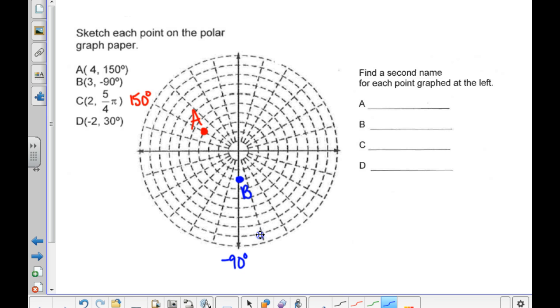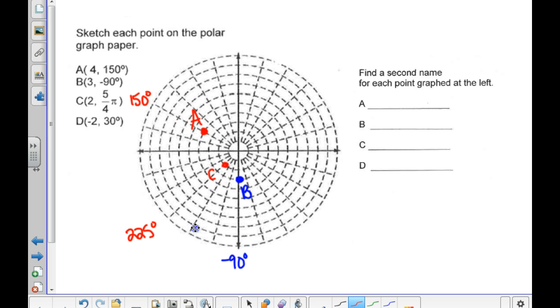All right, C is at 2, 5 pi over 4. Yes, these can be measured in radians. Okay, 5 pi over 4 is 5 45-degree angles. 1, 2, 3, 4, 5, or it's 225 if you want to convert. And it's out 2 units. 1, 2. Okay, right there.